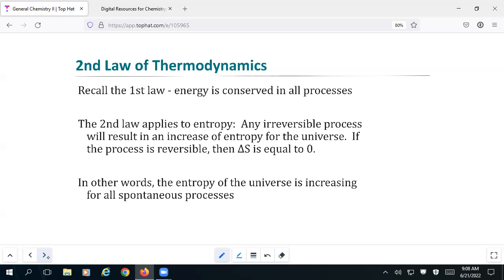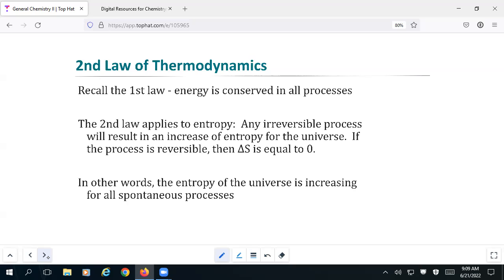Well, the second law of thermodynamics has a lot of complicated language in it. It says, any irreversible process will increase the entropy of the universe. If the process is reversible, delta S is equal to zero as well. There's a simple way of explaining that. If we are looking at a spontaneous process, the entropy of the universe is increasing. That's what makes a process spontaneous. The entropy of the universe is increasing in that process.